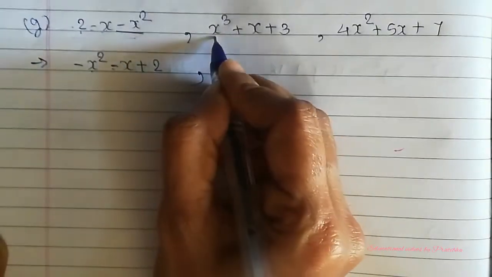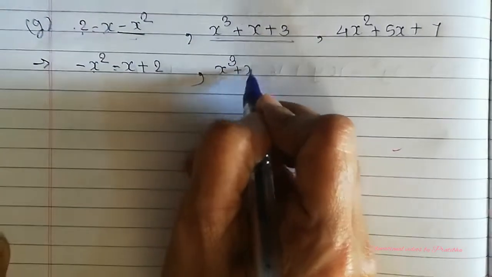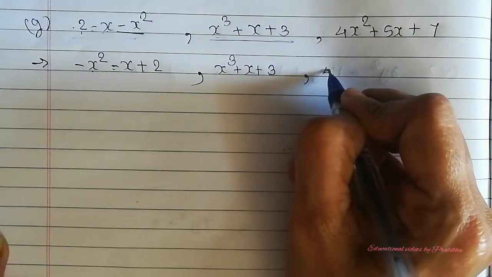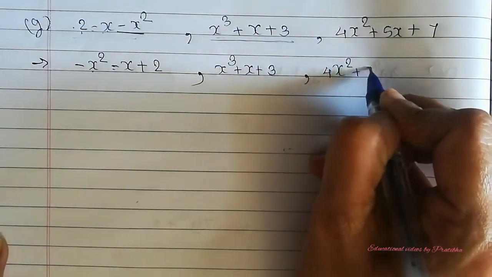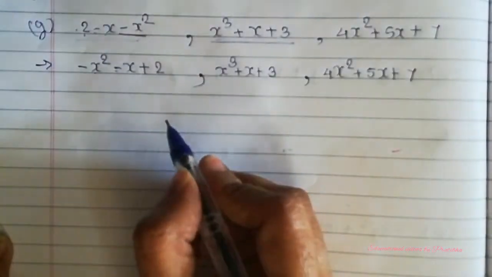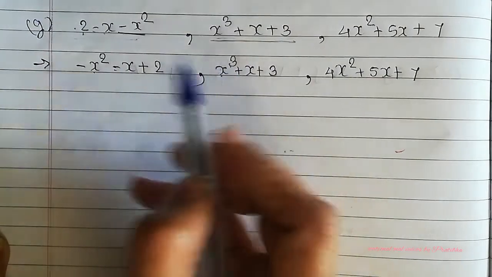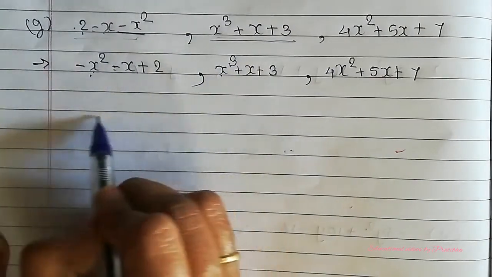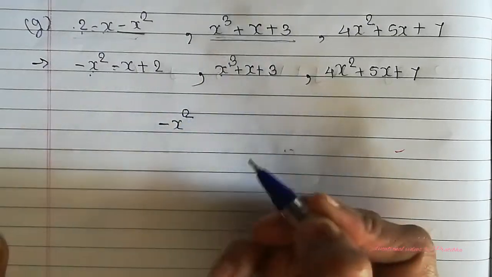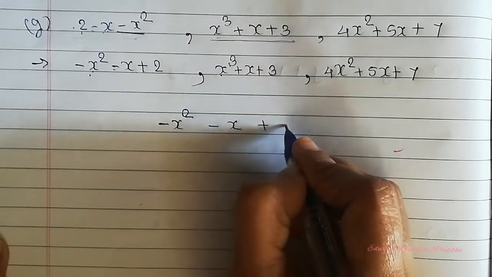I'm going to copy the second expression as it is, because it is already written in descending order of power. Even the third expression is already written in descending order of its power, so I'm going to copy it as it is. Now let us arrange them vertically. As you can see, the highest power is cube, and here cube is not there, so we will leave some space and we will copy down the question. Minus x square minus x plus 2.